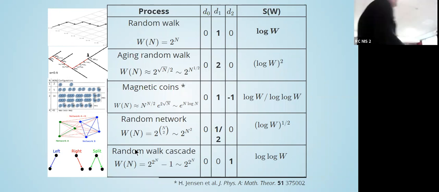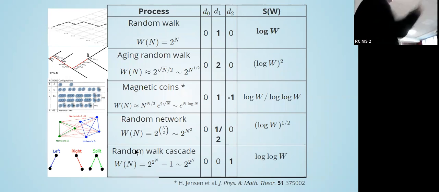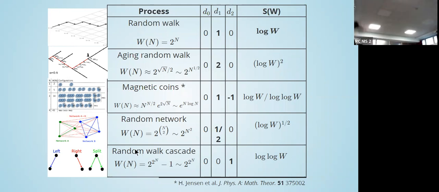So that's the reason why in this case we still use the log W, because the log W is extensive if we do not use this assumption that the entropy must be maximized by the uniform distribution. Otherwise, we would need to use this entropy.